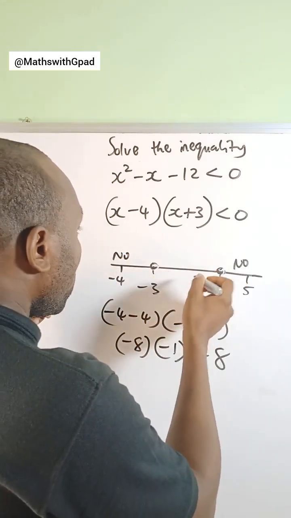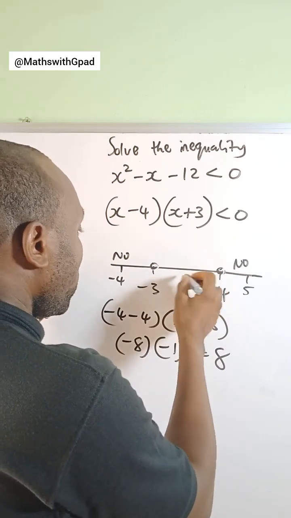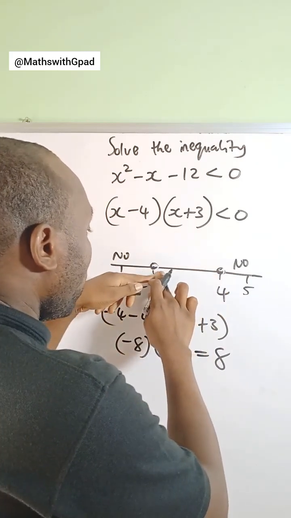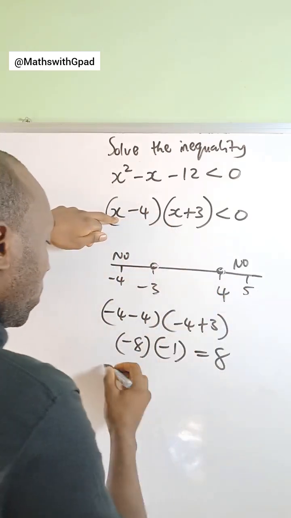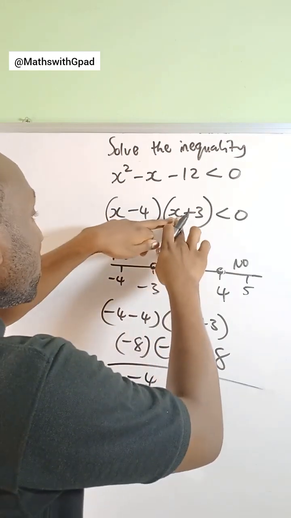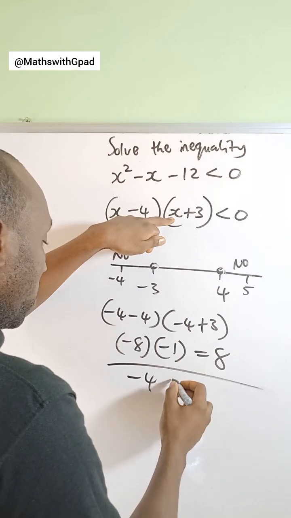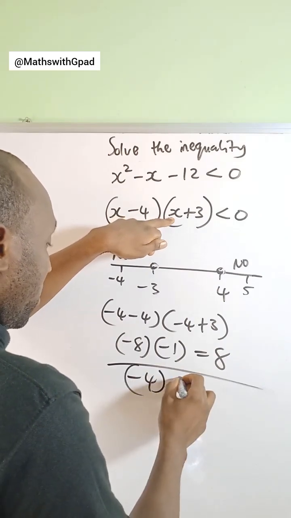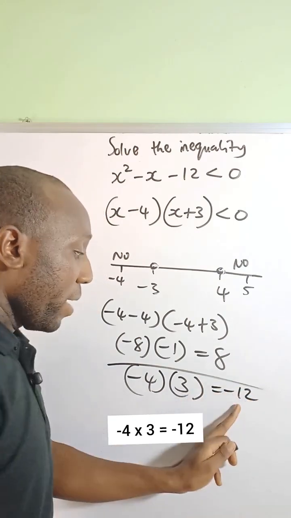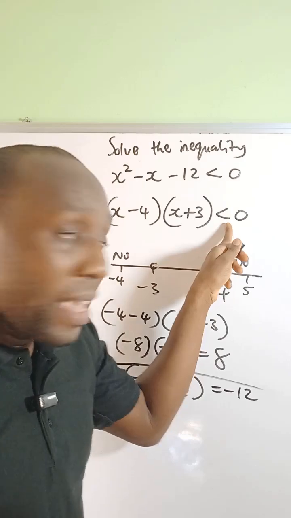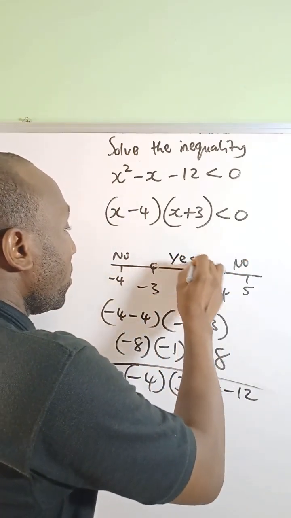So let's try this one now. Between minus 3 and 4, let's use 0. Put in 0: 0 minus 4 is minus 4, and 0 plus 3 is 3, right? Minus 4 times 3 is minus 12. Is minus 12 less than 0? Yes. So this region satisfies this inequality.